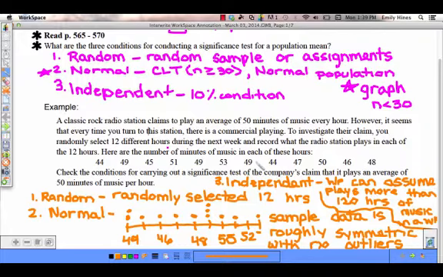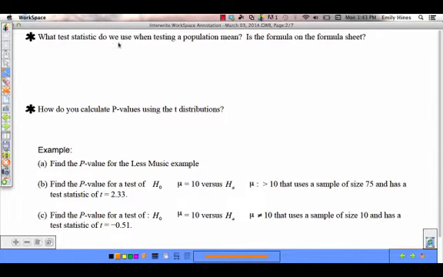These conditions also tell us that we could do a confidence interval for this if we so chose. Okay, so let's talk about the test statistic. Remember, with proportions, just like with the confidence interval, we use Z. We use the Z-score, we use table A, etcetera.